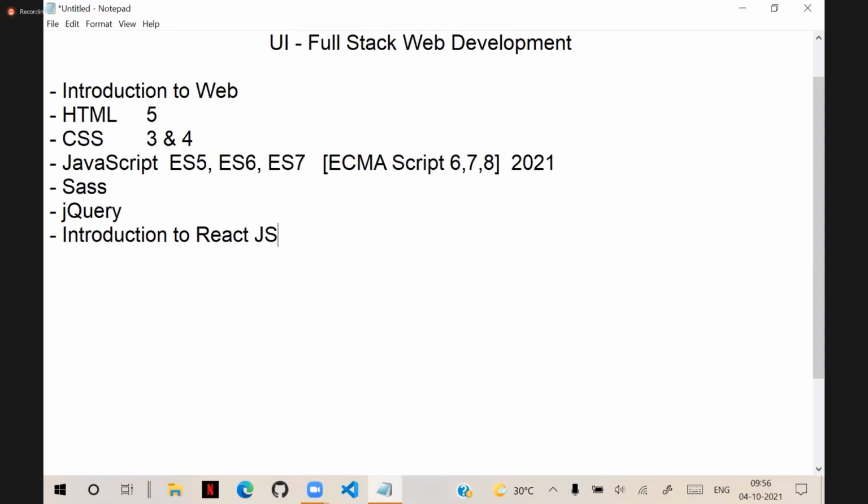React.js is very advanced currently. React.js and Angular are very much required. So you have to learn React and Angular separately. Because React and Angular themselves take a time of one month, two months, so you cannot handle all the technologies, you cannot handle everything here.